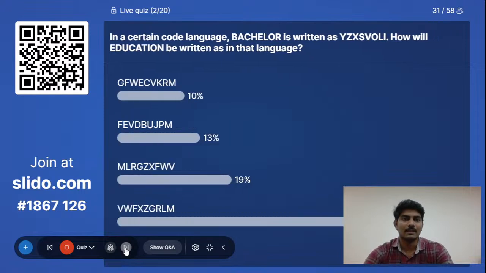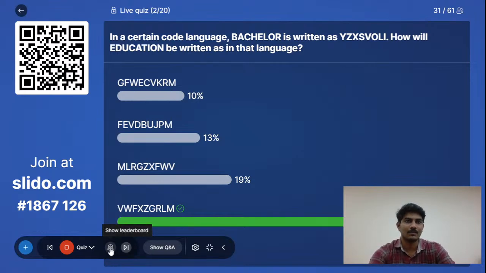Let's see who answered the second question. 20% of the students answered A, 13% answered B, 19% answered option C, and more than 58% answered option D. Let's see the exact answer for this question. More than 58% of the students answered D, which is exactly right. Let's see who will be on the leaderboard again for the second question.